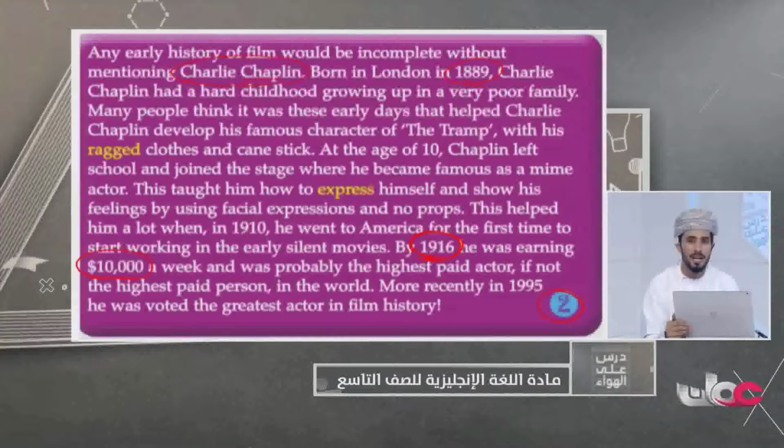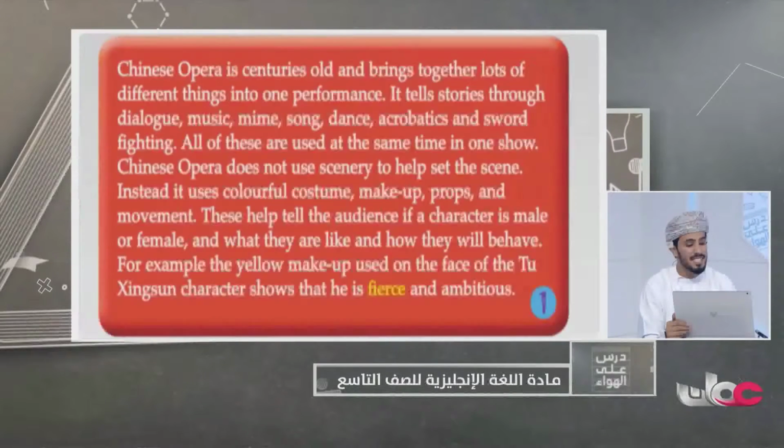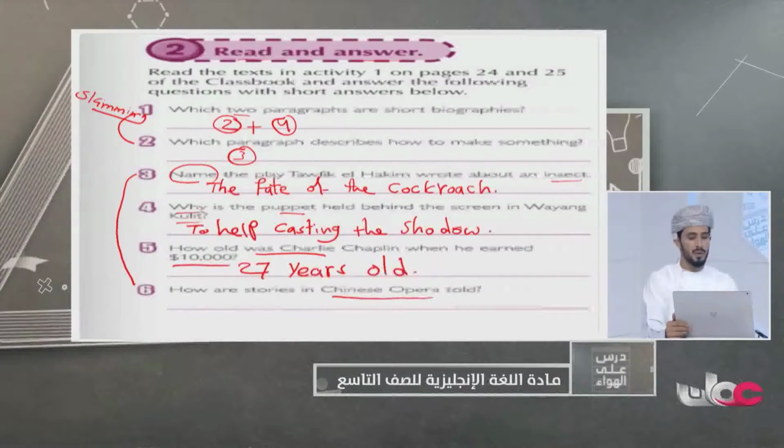who is good at math? Which one is good at math? Or anyone has a calculator? 1916 minus 1889, the answer will be, yes, the answer will be 27. He was 27 years old. Okay, so this is the answer of the penultimate question.